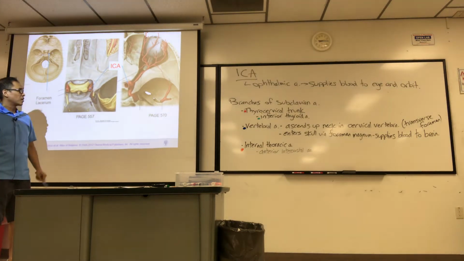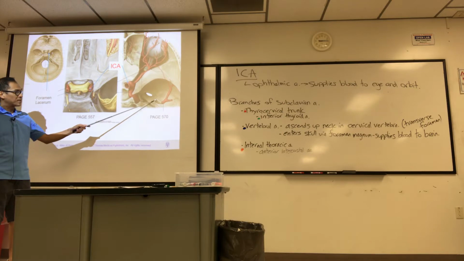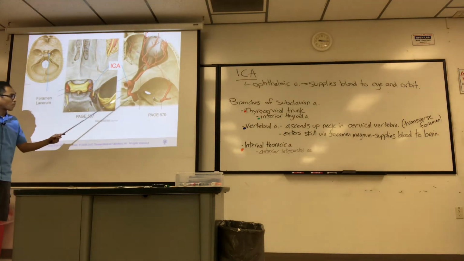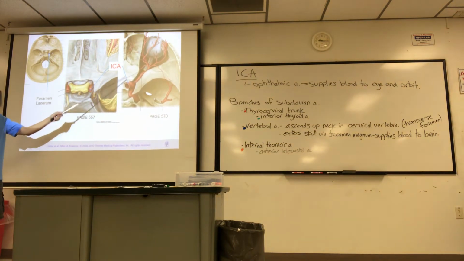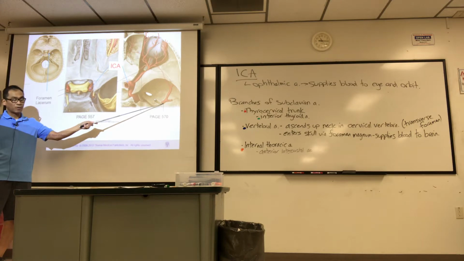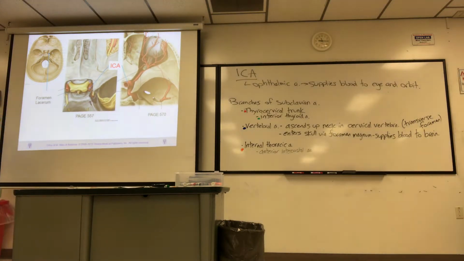There's another branch you gotta know, that's right there. That's the foramen spinosum. That's middle meningeal artery. So this is a good picture to study for the internal carotid artery, ophthalmic artery, foramen spinosum, middle meningeal artery. That was a branch of maxillary.